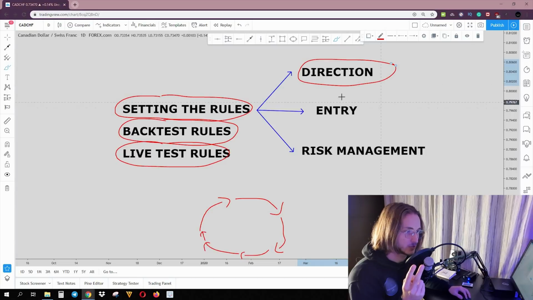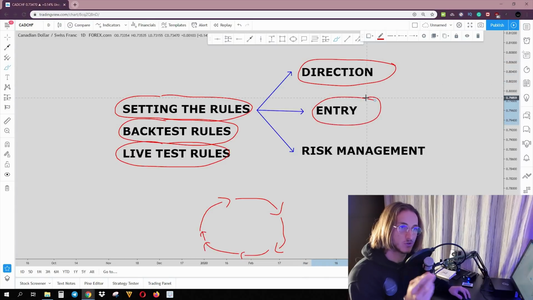Second step, entry rules. Which conditions you need to see satisfied before you're taking your entry. And when I speak about entry rules, I'm also speaking about where your stop is and where your take profit is. Do you have, for example, a trailing stop?